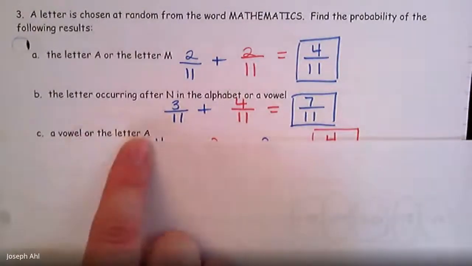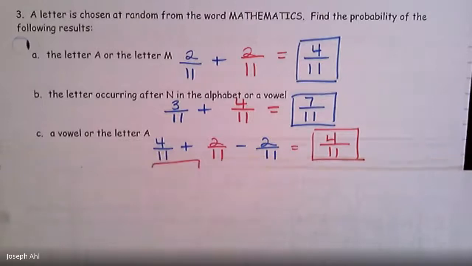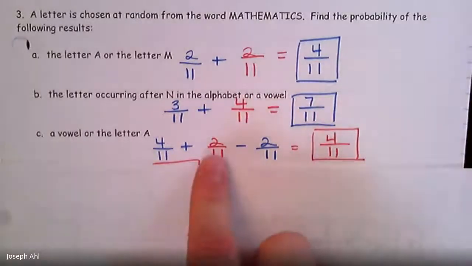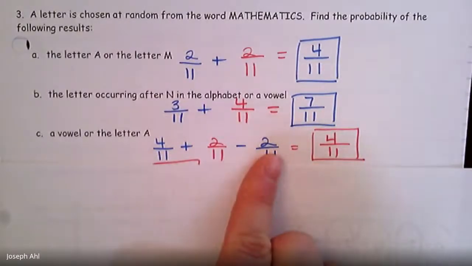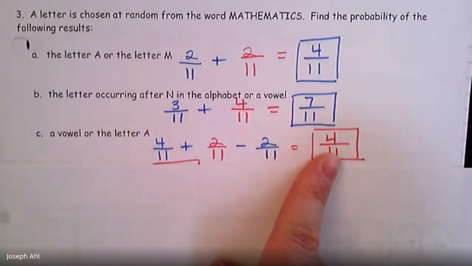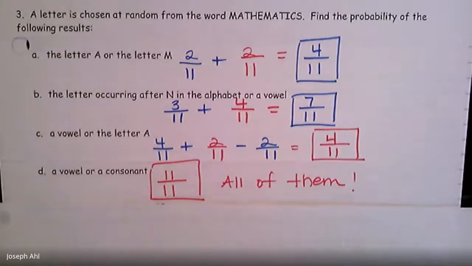What about a vowel or the letter A? Well, there's 4 vowels, there's 2 letter A's, but aren't both of those letter A's already counted here in the vowel column? So you have to kind of subtract those right back out again anyway to get a final answer of 4 11ths. Okay. And the last one, a vowel or a consonant, would be all of them.